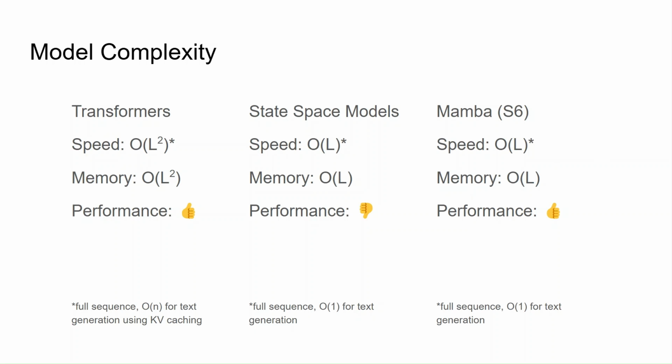So first of all, let's look at model complexity. We can see that state space models are good at speed and memory, O(L), which is linear, while transformers are quadratic. However, the performance of state space models is not as good as transformers. That's why the authors introduced Mamba.